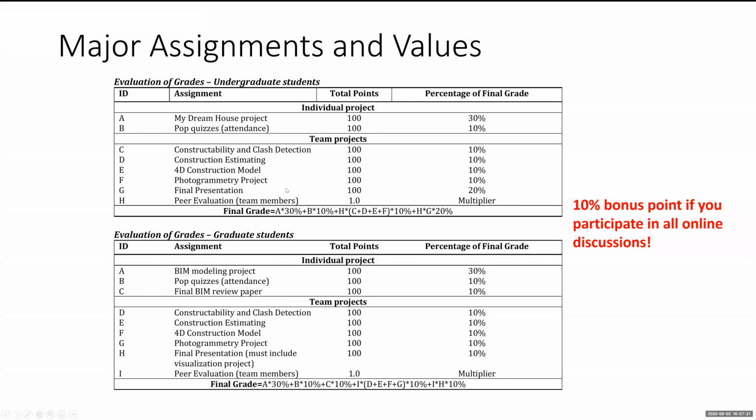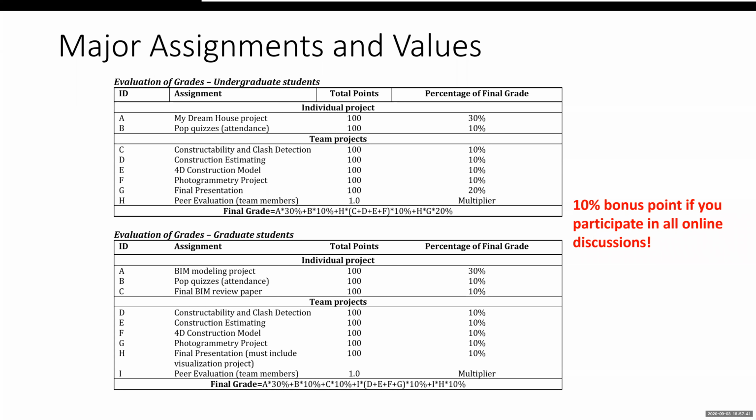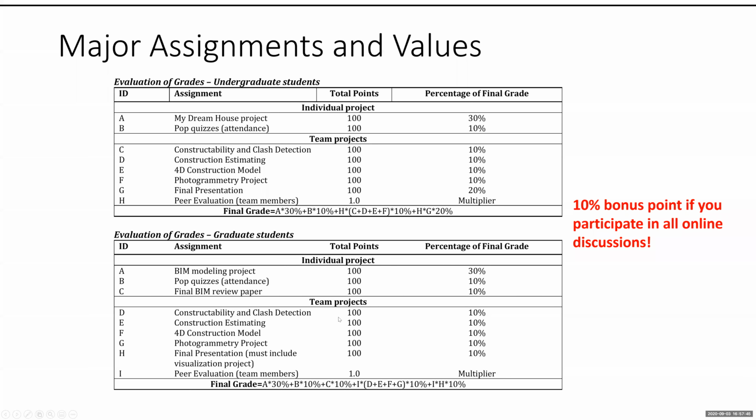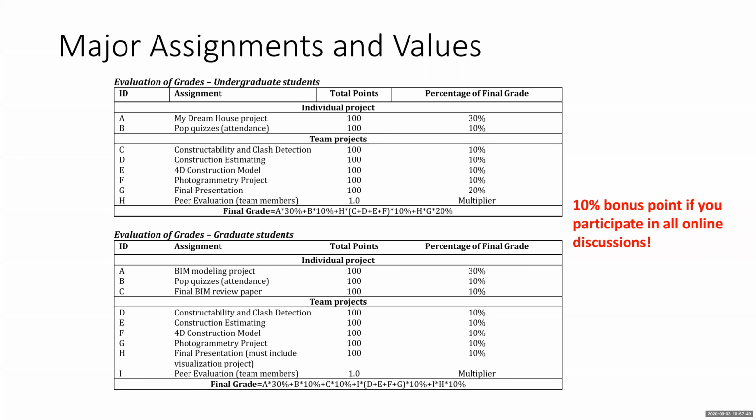And for graduate students, it's pretty much the same, but graduate students will have an additional final BIM review paper. This is more about reviewing the current BIM research and talking about your own thoughts. Others will be the same. All right. Any question, any comment so far?